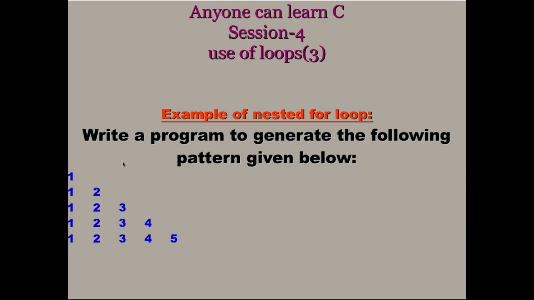Here we shall generate a pattern which will look like this. Here we can see in the first row there is only one element, that is 1. In the second row there are 2 elements, that is 1 and 2. In the third row there are 3 elements, that is 1, 2, 3, and so on. For the fourth row it has 4 elements, for the fifth row it has 5 elements.